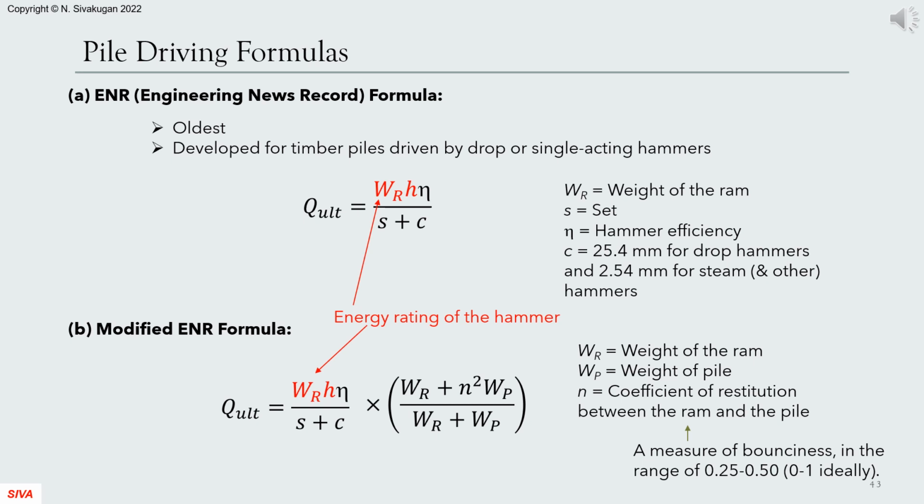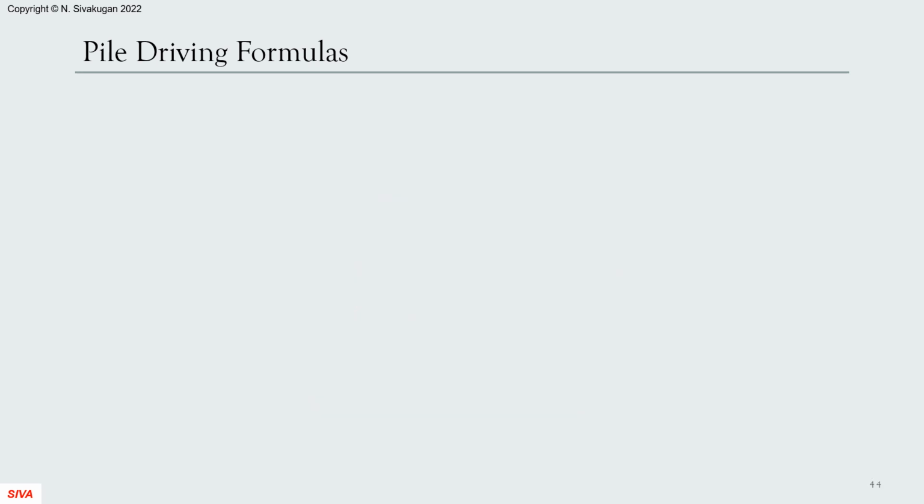The product of the ram weight and the drop height is the energy rating of a simple single-acting hammer. n is the coefficient of restitution, which is a measure of how much the hammer bounces off the pile after the blow.